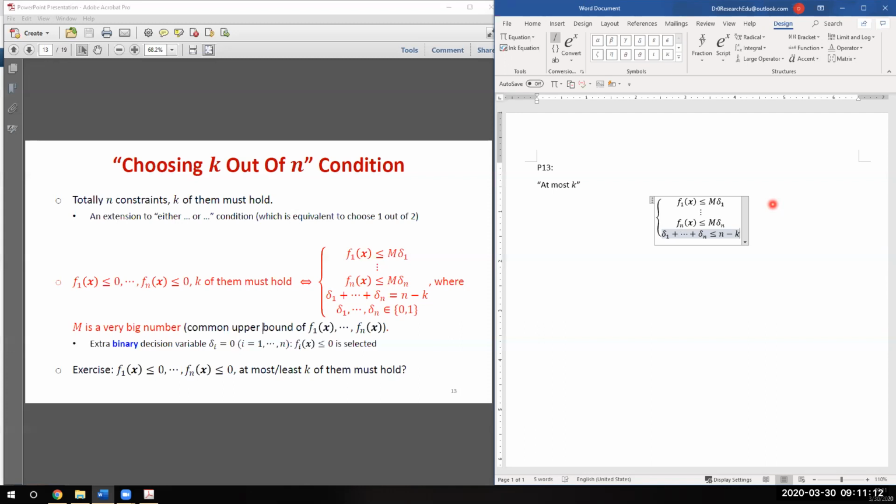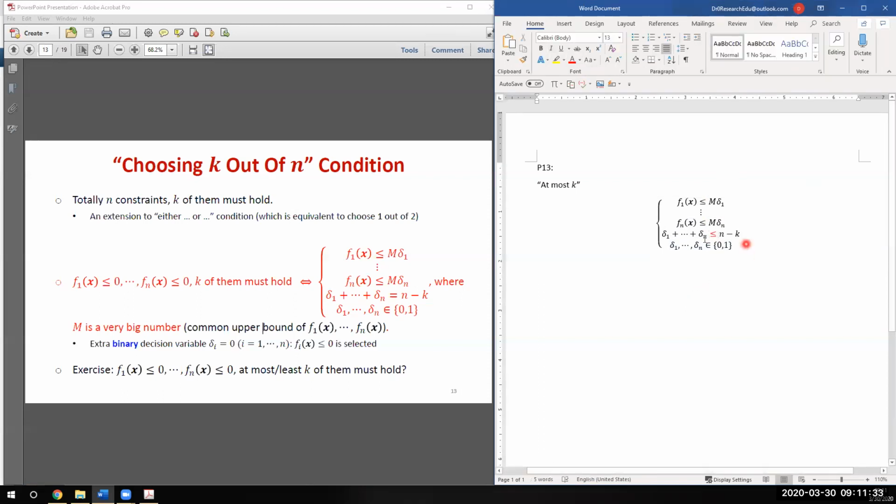Okay, and finally the same. I have delta i. Let me be consistent with the lecture notes. Delta i is in {0, 1}. So the important part here is less than or equal to n minus k. And very similar, if I want to say at least, I should have greater than or equal to n minus k.